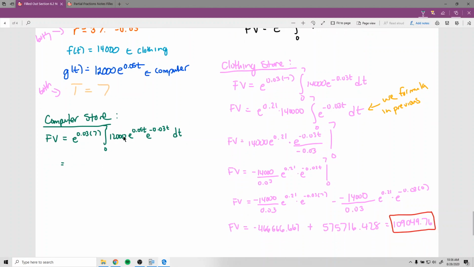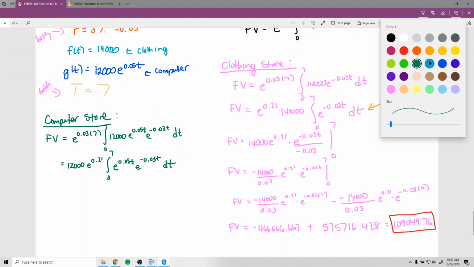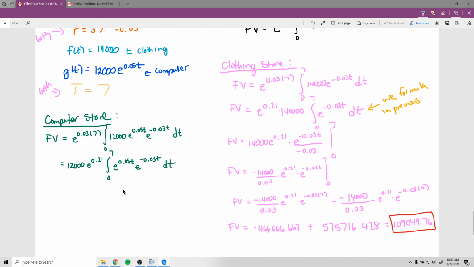Right, now we can still do the same two things to simplify the first step as before. I can bring the 12,000 out, I can multiply the exponents. So I got 12,000 e to the 0.21, what those multiply to, integrate from 0 to 7, and on the inside I have two e parts left. Now if you know how to go from here, there's one thing you need to do to simplify this, and then it's the same problem, just with a different exponent.